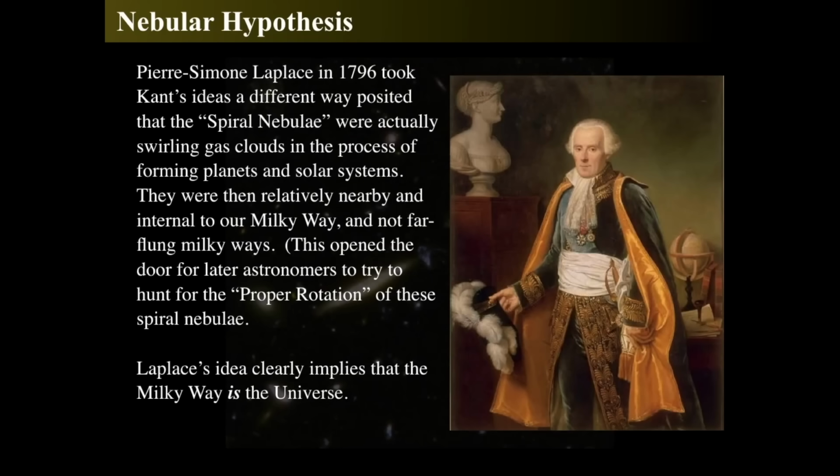However, a very famous mathematician, Pierre-Simon Laplace, in 1796, prior to that, we're going to be bouncing around in time, of course, posited that the spiral nebulae that were being seen were actually swirling gas clouds that are in the process of forming planets and solar systems.